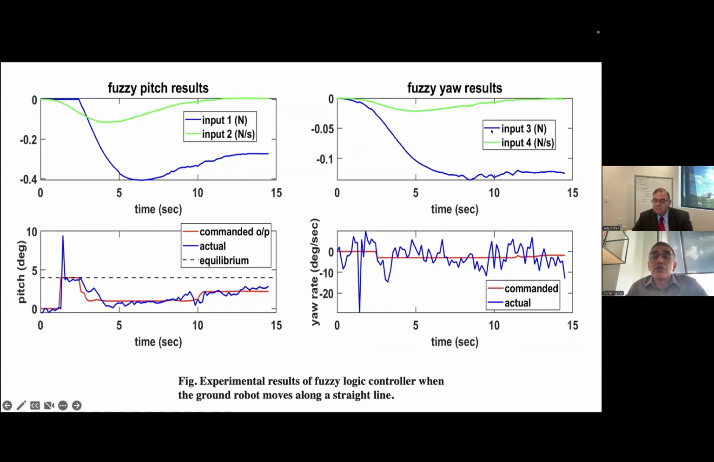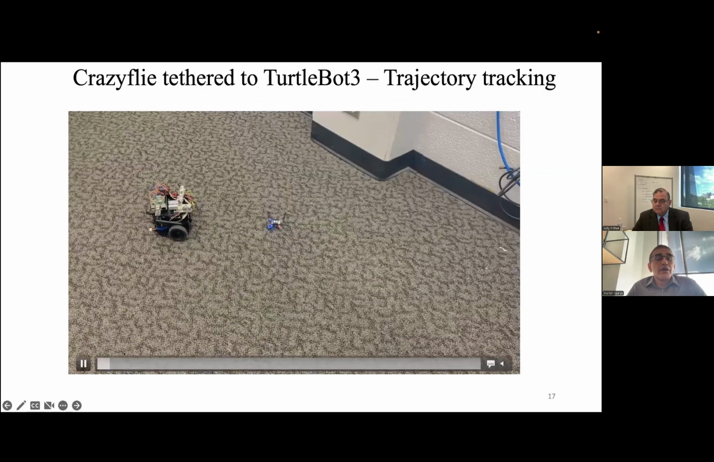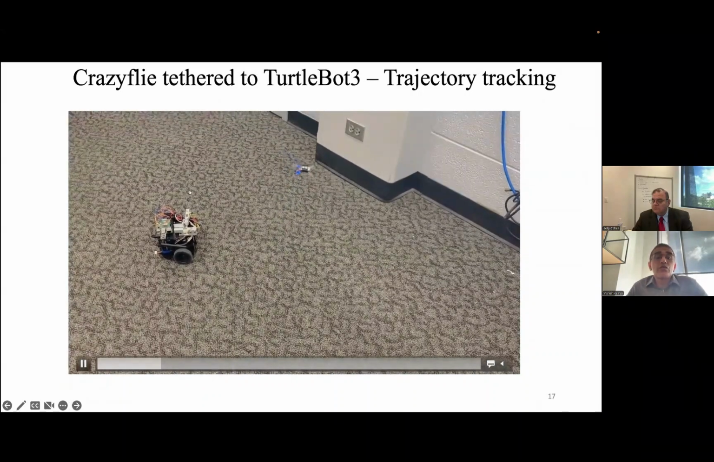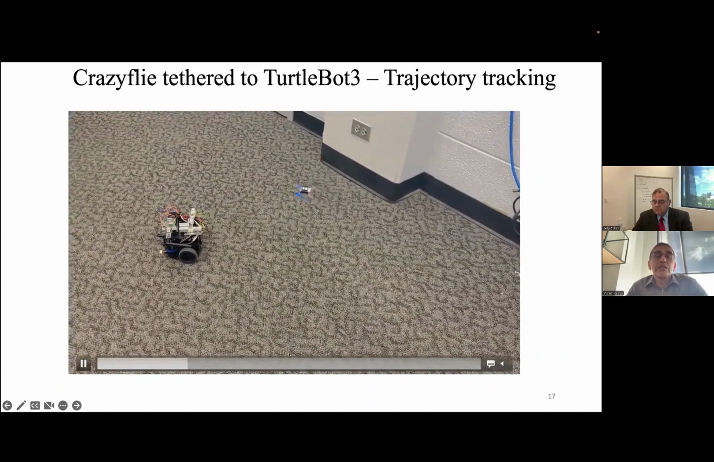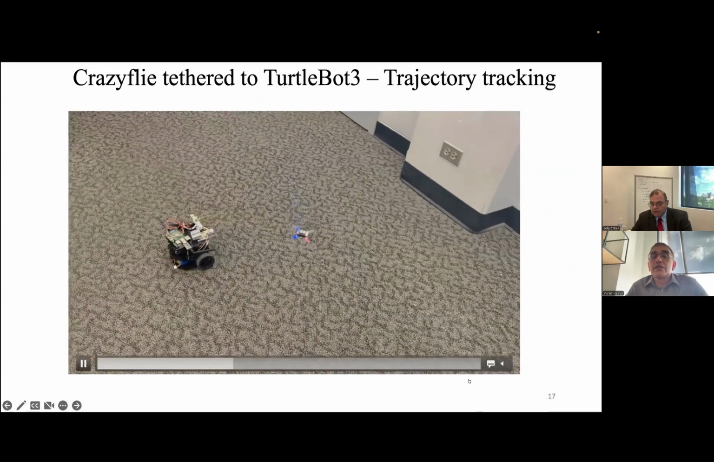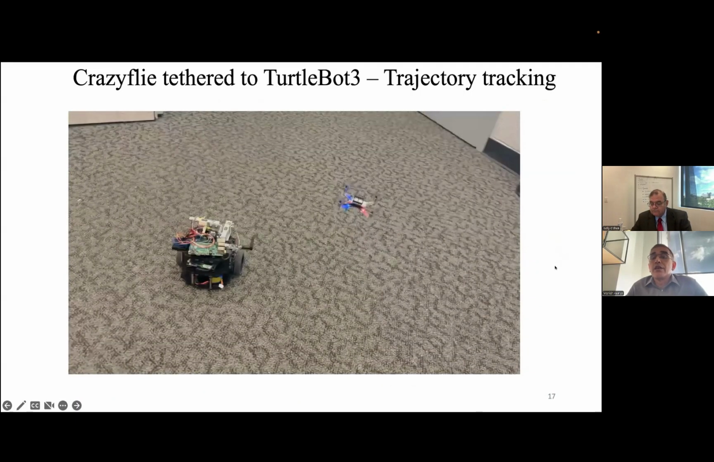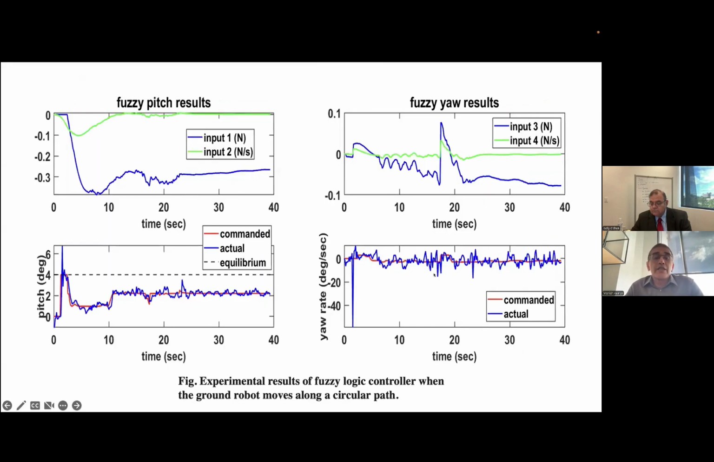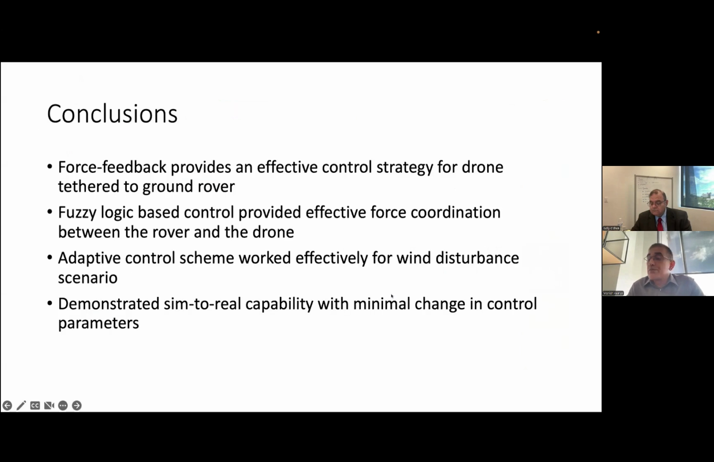Pitch and fuzzy yaw results, and how they converge to the desired commanded values. This is another experiment in which the robot is following the drone, which is moving in a circle. It is a much harder experiment because your direction is changing continuously. And these are some of the results for that. I'm running out of time, so I'll quickly wrap it up.